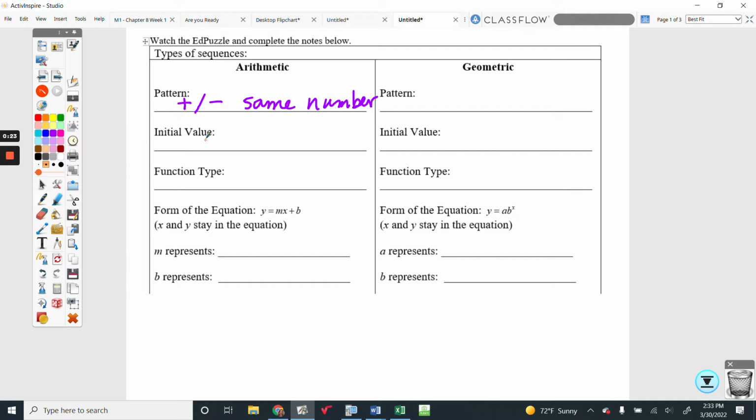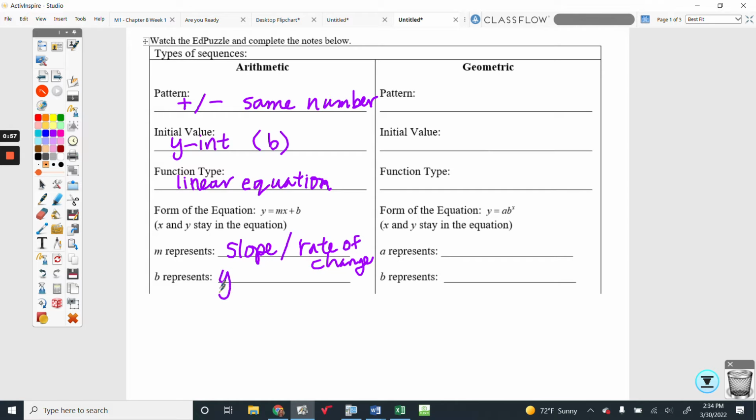Our initial value is our y-intercept, which we commonly refer to as b. Our function type, this is a line, linear equation. All linear equations can be written in the form y equals mx plus b. X and y will stay in our equation. M represents our slope or rate of change. And b represents our y-intercept or starting value.